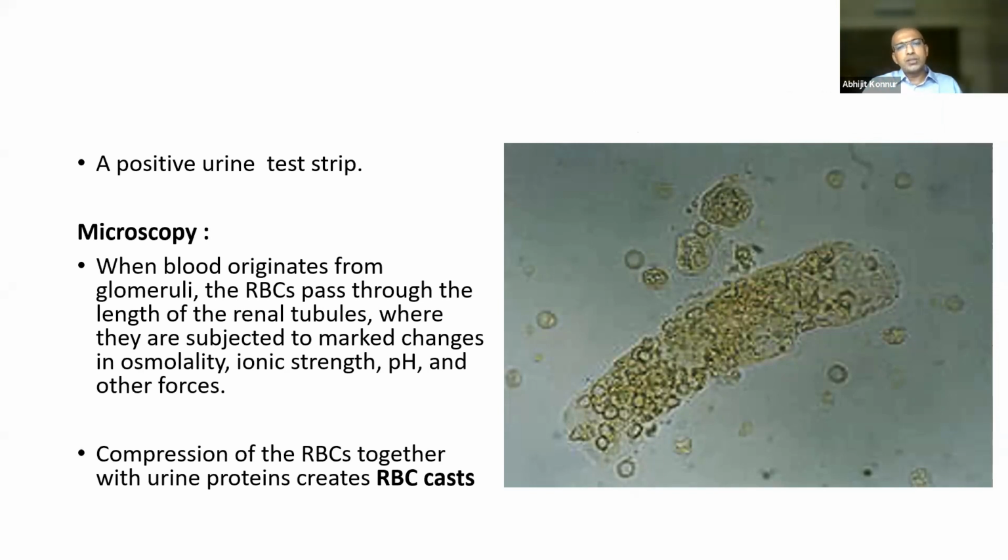The acanthocytes or the dysmorphic RBCs are excluded through the glomerulus, through the fenestration slits that are present in the glomerulus, and they come into the urinary space, and then they are thrown into the tubule, where they pass through the tubule and are subjected to marked changes in osmolality, ionic strengths, differences in pH, and other forces. And finally, they lodge onto the Tamm-Horsfall protein to form the RBC cast.